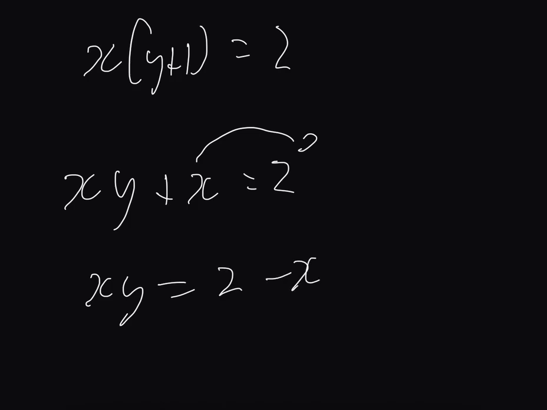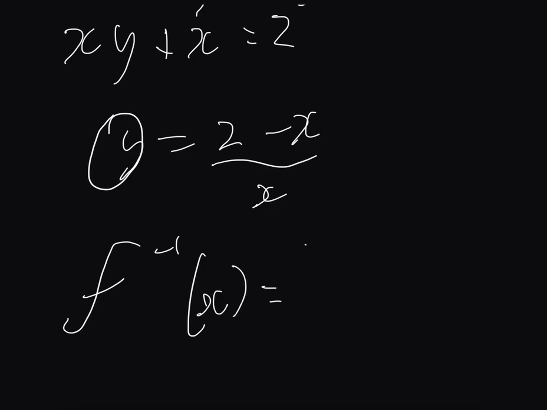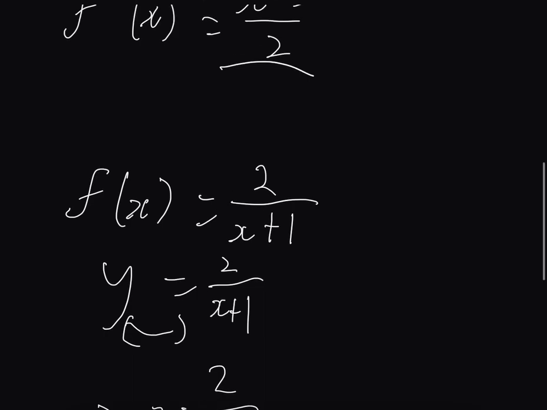Then we can just divide by x on both sides. So we get y equals 2 minus x over x. Now we just swap this back for the inverse. f minus 1 x equals 2 minus x over x. So this is the inverse function of 2 over x plus 1.